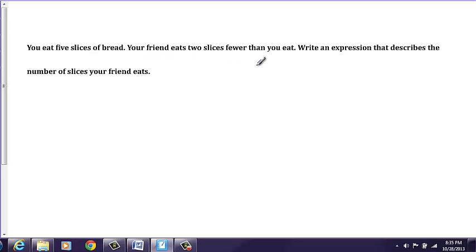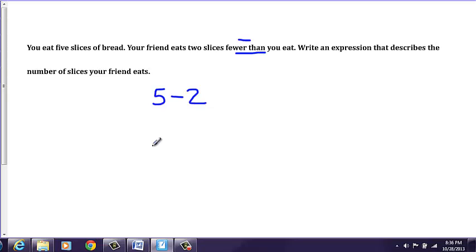Let's see what part of the story problem tells me the operation. You eat 5 slices of bread, nothing there. Your friend eats 2 slices fewer than. Oh, look, I have fewer than, which is a subtraction problem. Alright, so you eat 5 slices and your friend eats 2 fewer than you. There you go. I have set up my phrase.